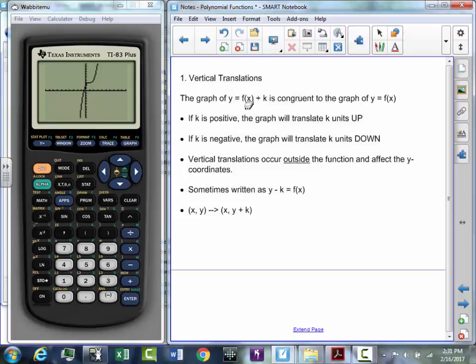If you were to take a function and add a number afterwards, you know what it does to the function? It moves the graph up. They'd be considered congruent to each other. You guys know what congruent means? Like the same size and shape, just in different locations. Like that chair is congruent to that chair. They're just in different locations. So if you were to add a number afterwards, it moves it up or down depending on whether the number is positive or negative.